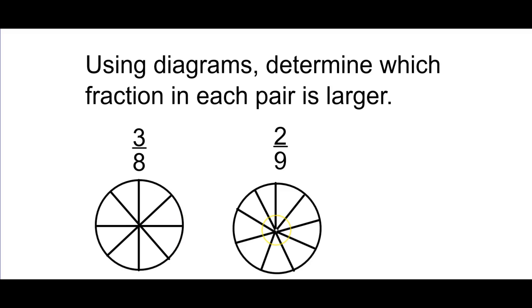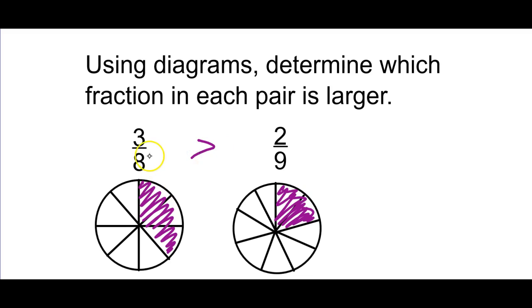So there are my representations. 3/8, shaded in, would look like this. And then 2/9 shaded in would look something like this. So it's obvious that 3/8 is the larger fraction. But without drawing it out, what's our reasoning here?